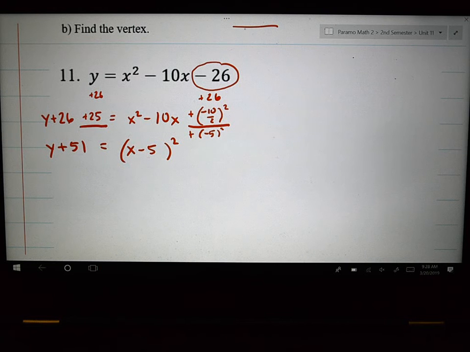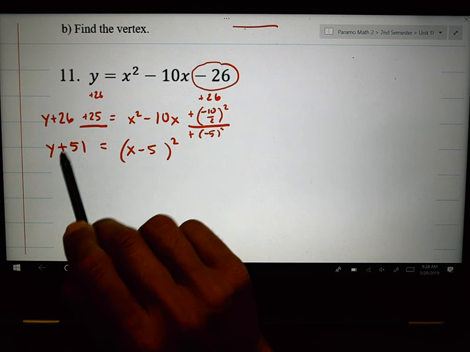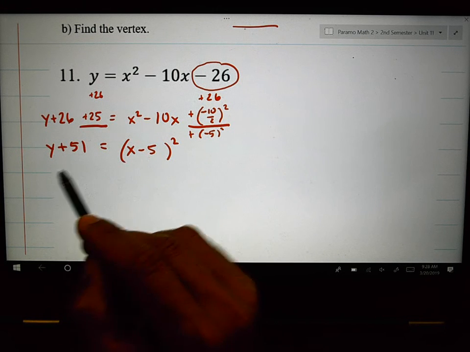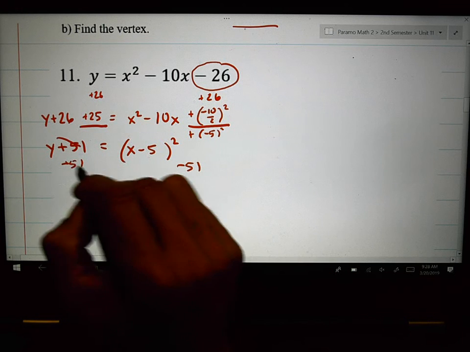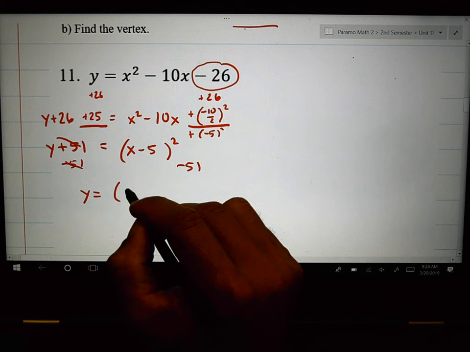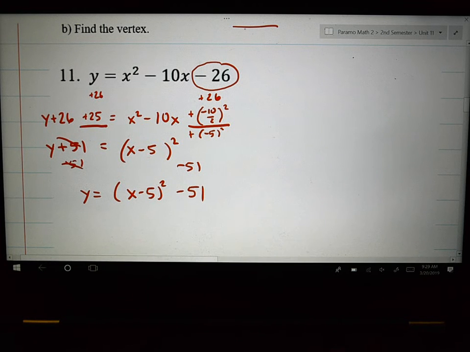Step 5. Doesn't it say move this k value? This is called the k. We move it to the other side. We subtract 51. We subtract 51. Y is equal to x minus 5 squared minus 51. And now it's in vertex form.